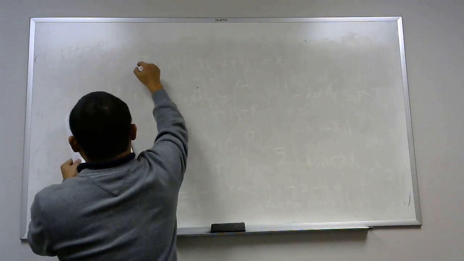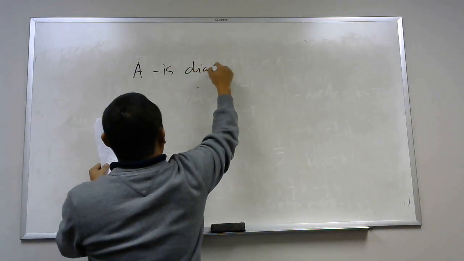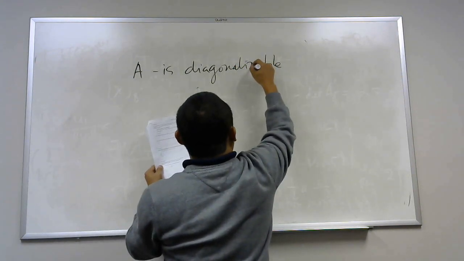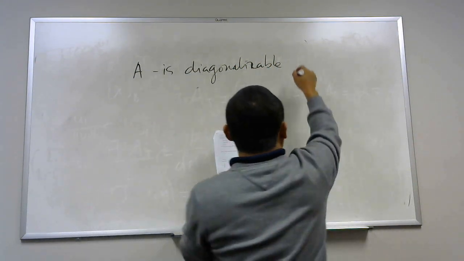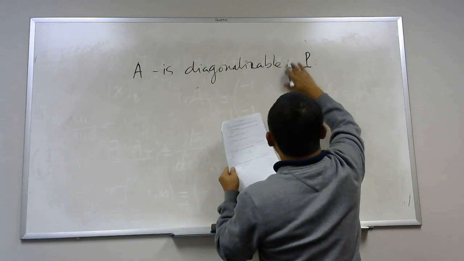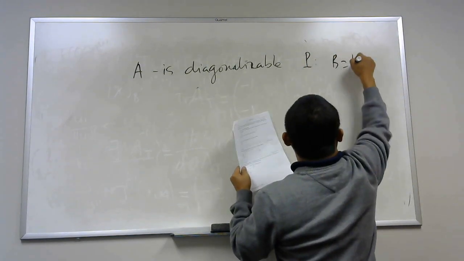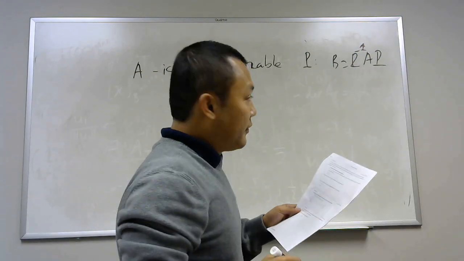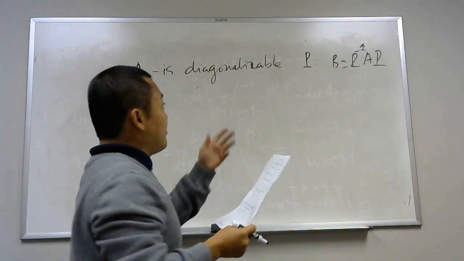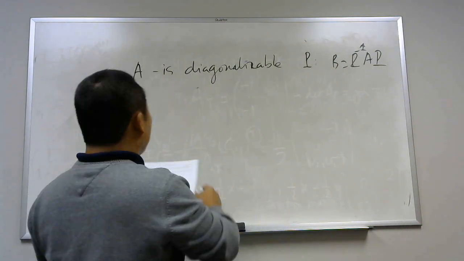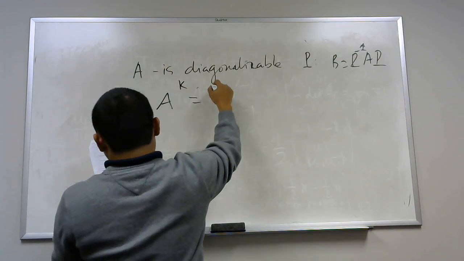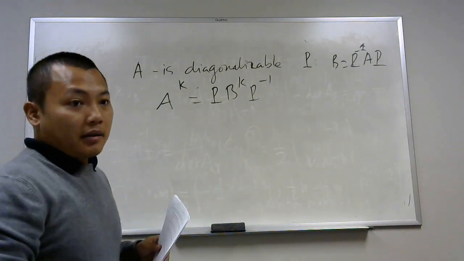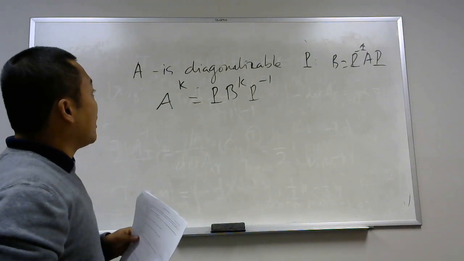So let's say A is diagonalizable, and P is a matrix such that B = P^(-1) A P is the diagonal form, meaning B is just the diagonalized matrix A. Prove that A^k = P B^k P^(-1). I mean, that's not a big deal.